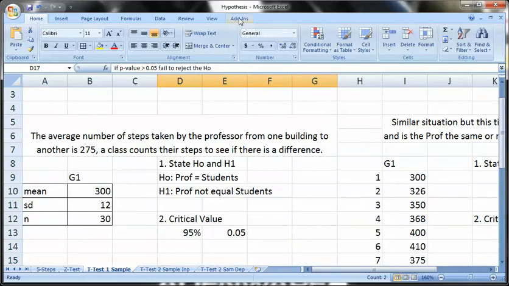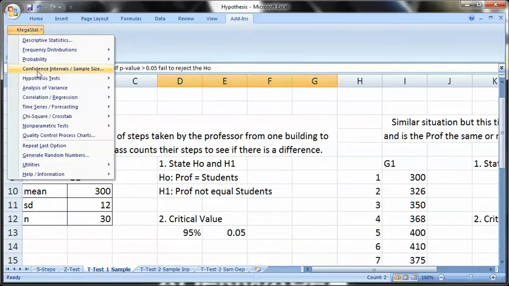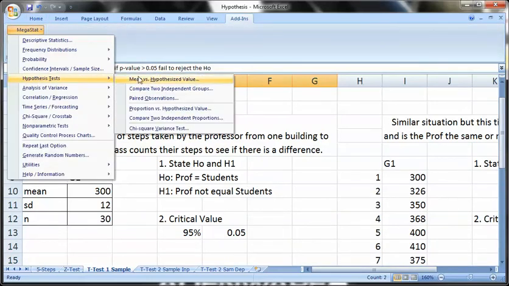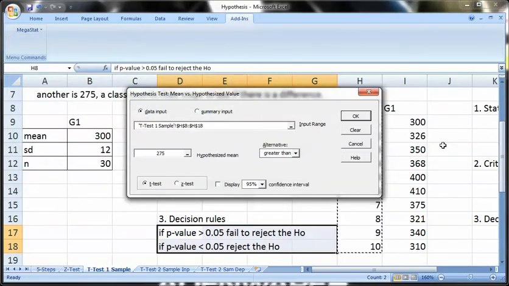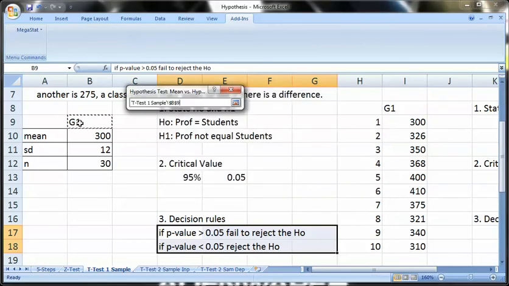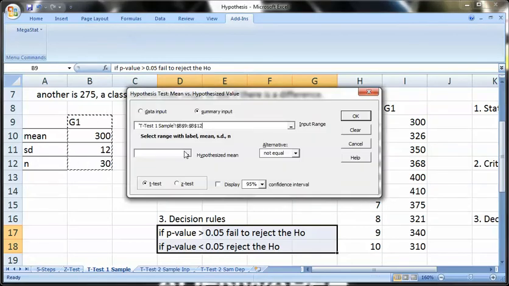Okay, go to my add-ins, Megastat, hypothesis test, mean versus hypothesized value, clear everything out here. I'm going to be putting in a summary input. Don't forget to highlight the label. It says label, mean, standard deviation, n. My hypothesized mean 275. T-test, alternative not equal, push OK.